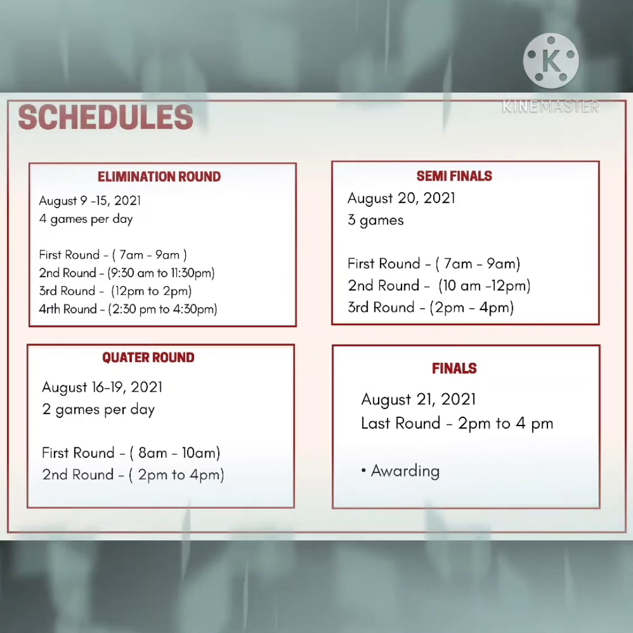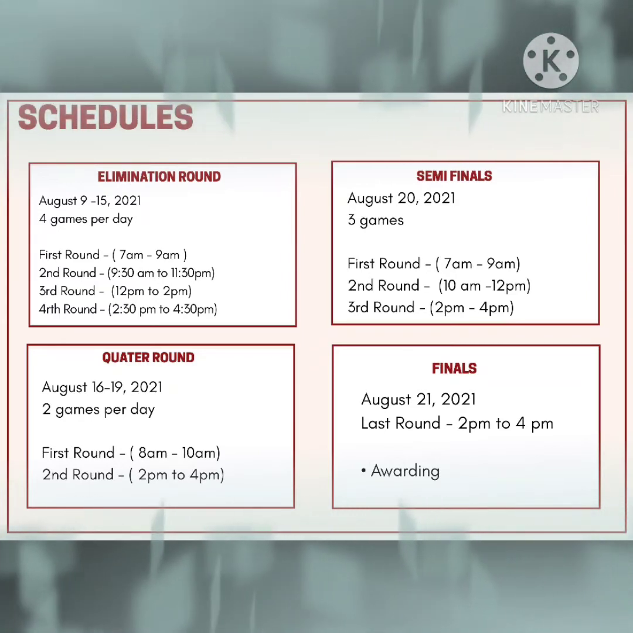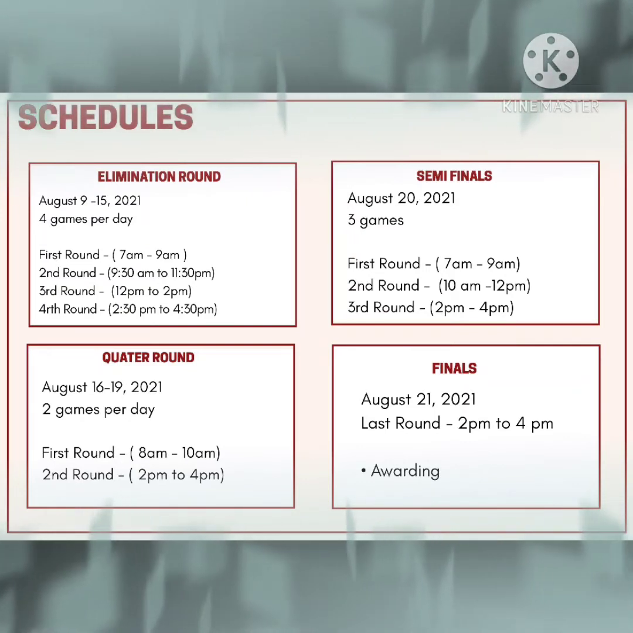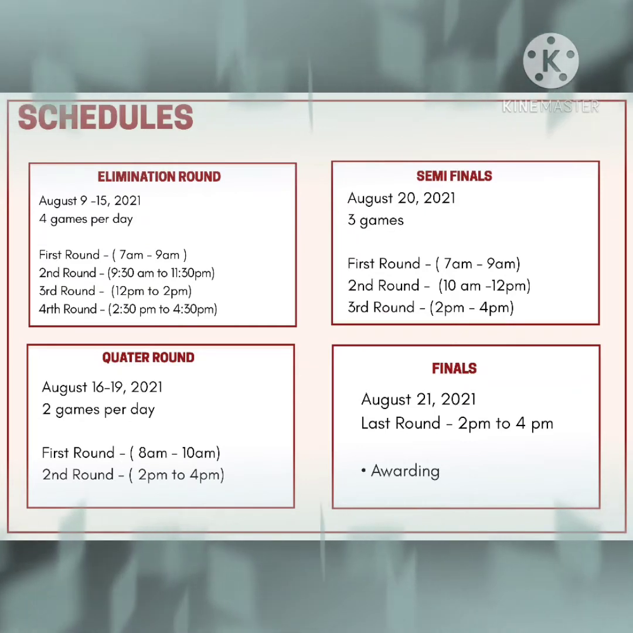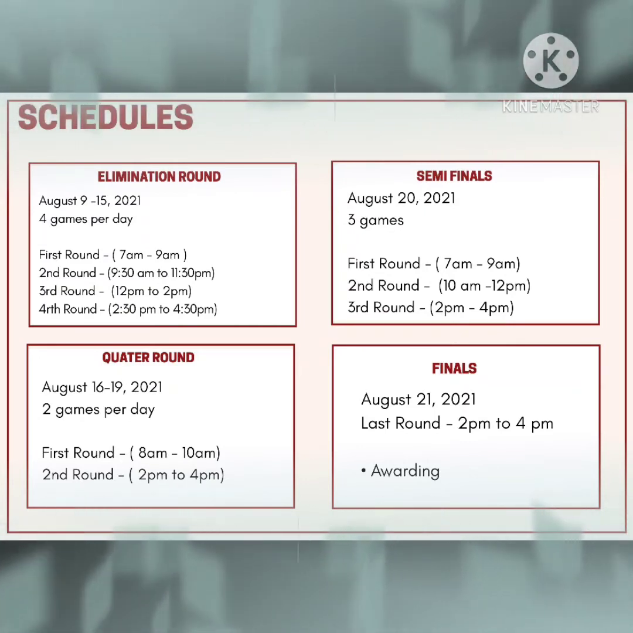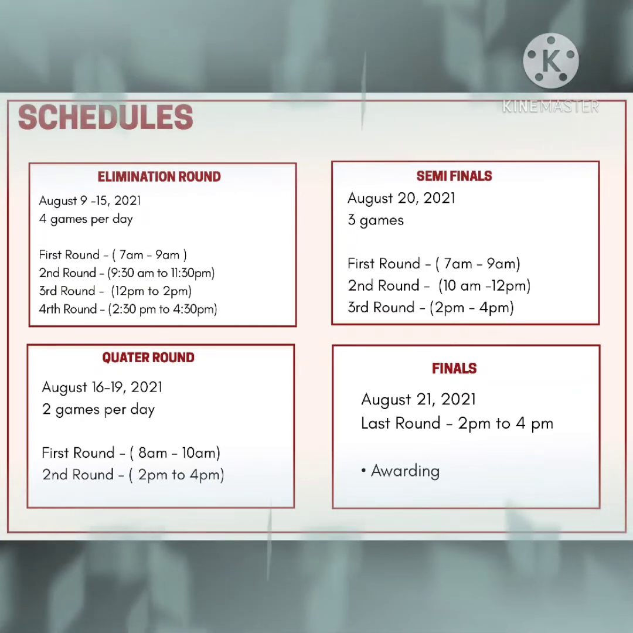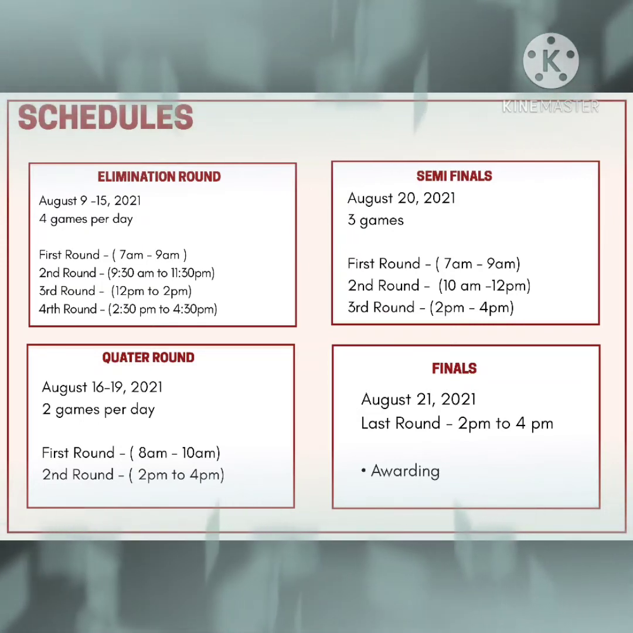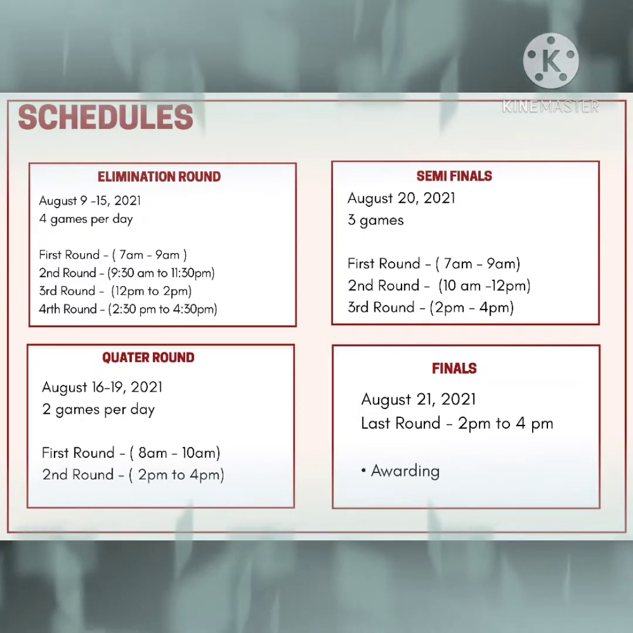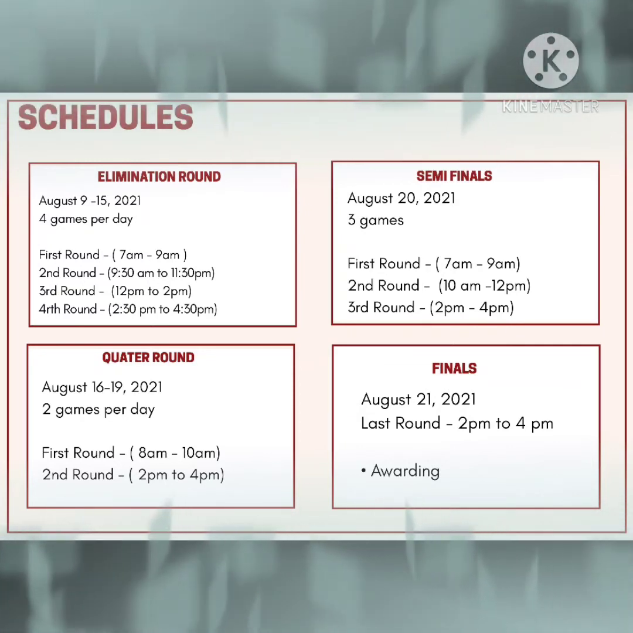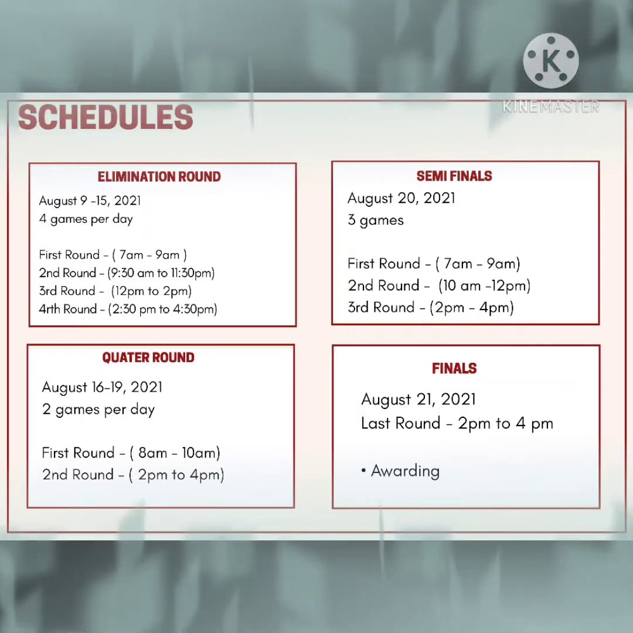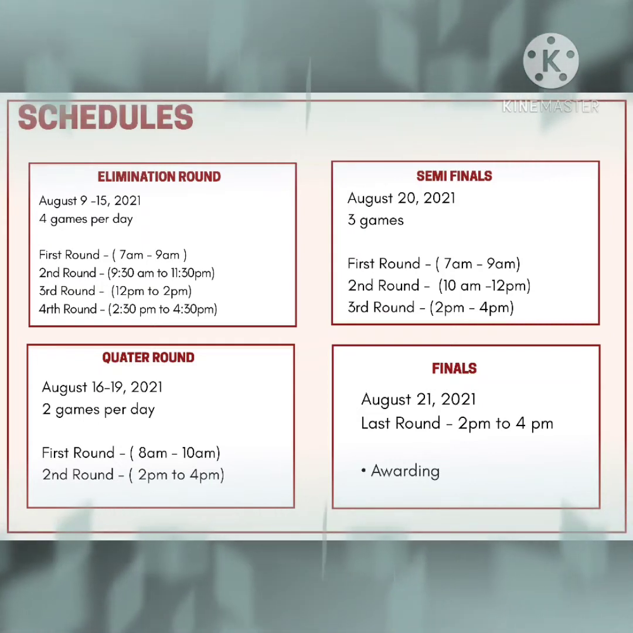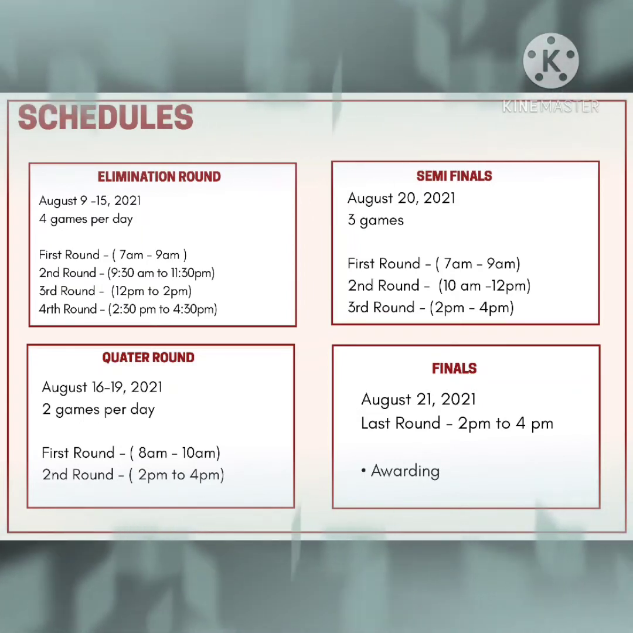Then the second round is around 9:30 to 11:30. Then the third round is 12 p.m. to 2 p.m. Then the fourth round is 2:30 p.m. to 4:30 p.m. So sunod na siya from August 9 to 15, so 7 days straight, tag-upat-upat ka duwa sa usa ka adlaw. The next is the quarter round, so it is by August 16 to August 19, 2021, so 2 games per day.